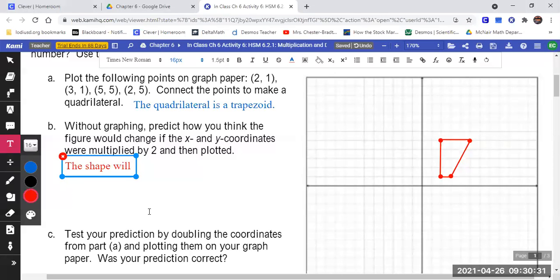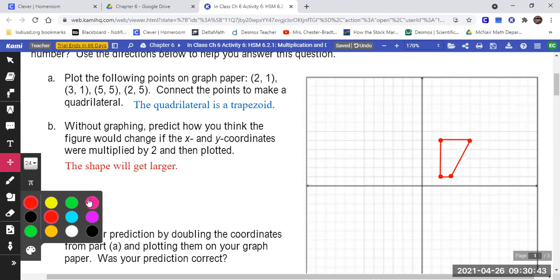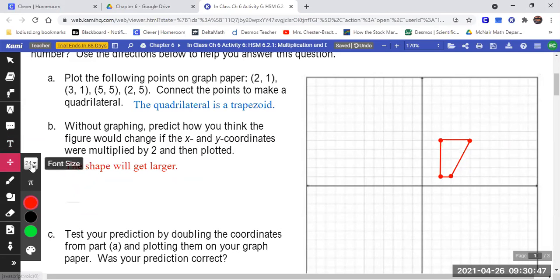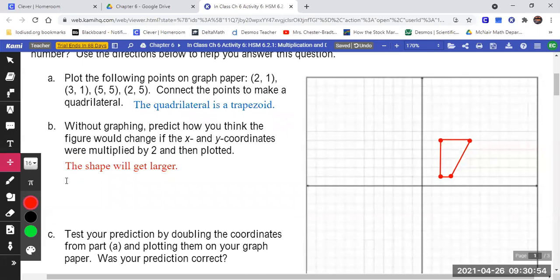Okay. The shape will get larger. So now let's go do the math to prove that it's getting larger. So I'm going to take my equation, am I blue or red? Doesn't matter. And I'm going to take each of my points that they gave me, and do what they told me to do, multiply the x by 2 and the y by 2, and then graph those.